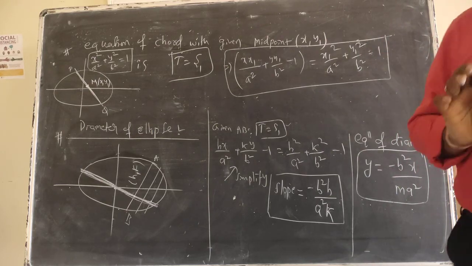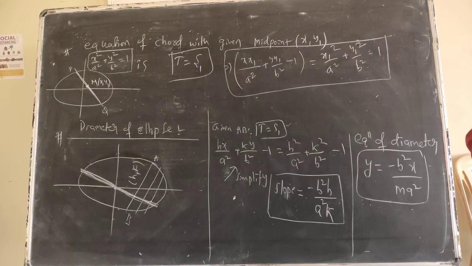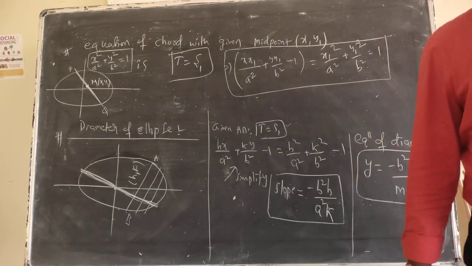So these are the concepts. This is the end of the ellipse. Now we will solve some important questions, then this chapter is ended.